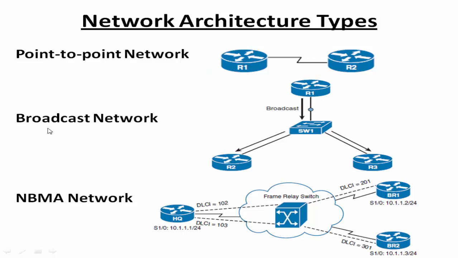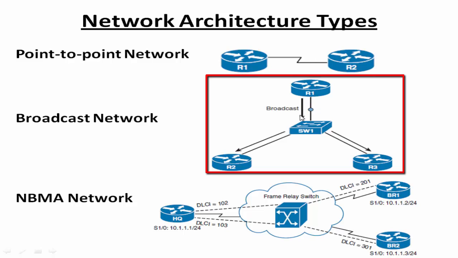The second type is broadcast network. Broadcast network means if one of the routers or the network devices sends a broadcast, all other devices on the network will receive the broadcast. Look at this diagram. R1 sends a broadcast, R2 and R3 receive this broadcast.